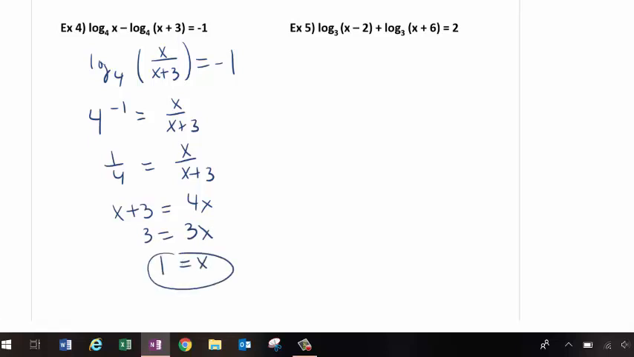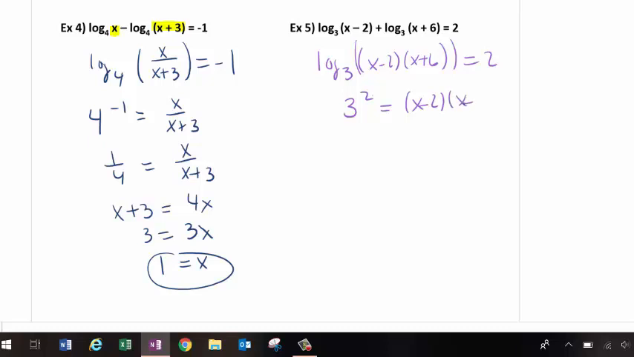Make sure it does not break either one of your domain rules. In this case, those two pieces I highlighted in yellow have to be positive when I plug the 1 in. It works on both of those locations. Finally, number 5, we're going to combine the logarithm. Use the definition. Simplify by foiling out the right-hand side. Subtract 9 from both sides.